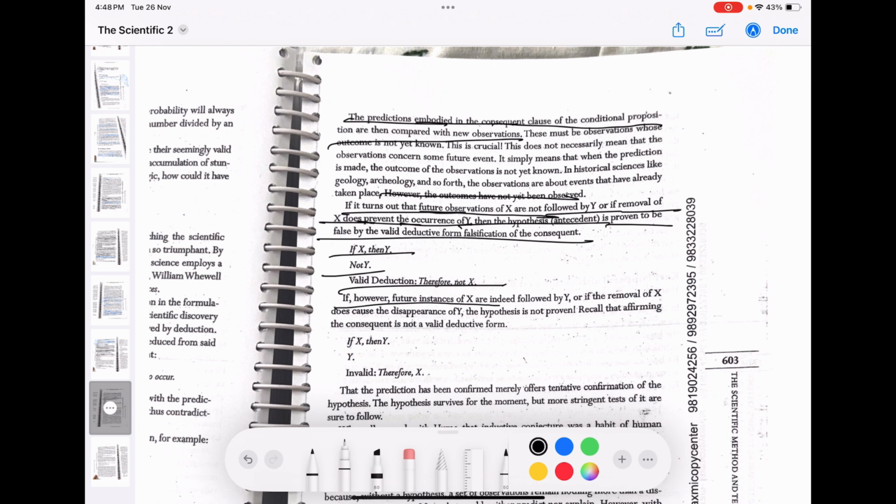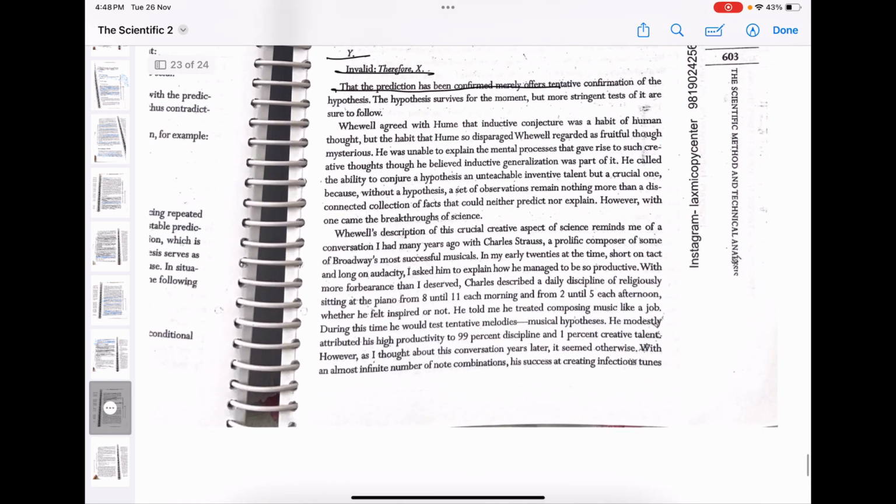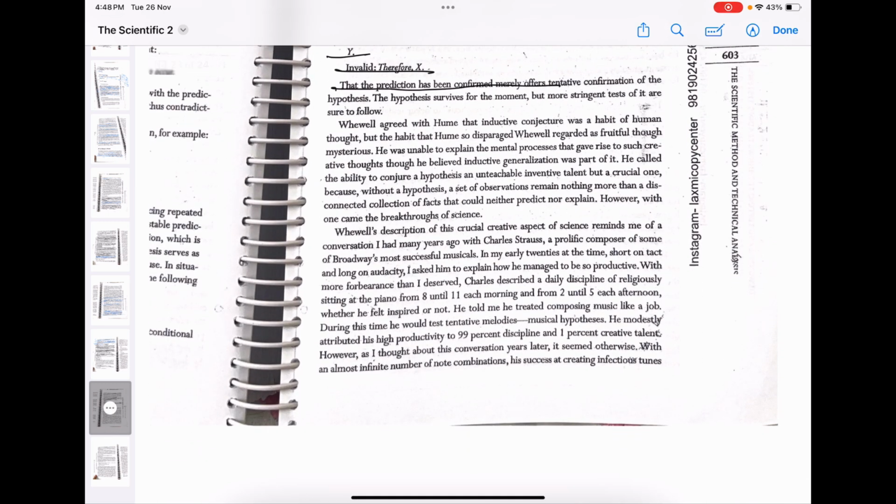If, however, future instances X are indeed followed by Y, so if X, then Y, Y, therefore X. That is the prediction. Okay. So I hope you're understanding the syllogisms as well. Now let's talk about whether Whewell basically agreed with Hume or didn't agree.